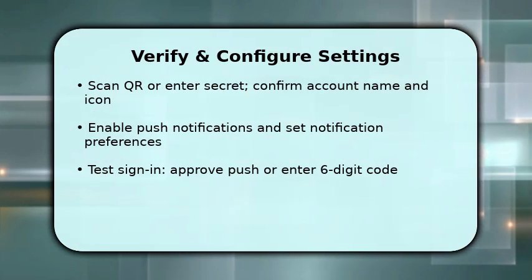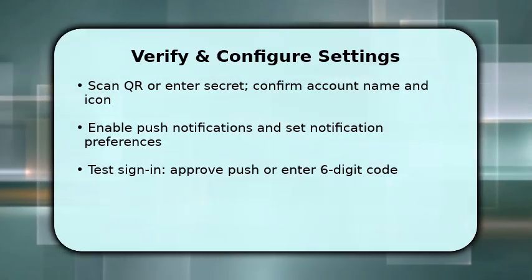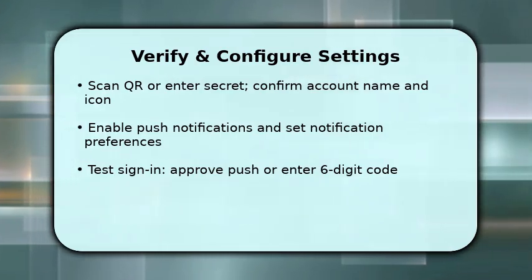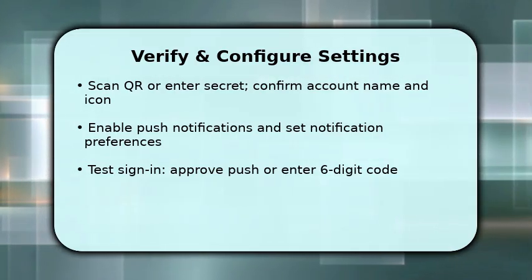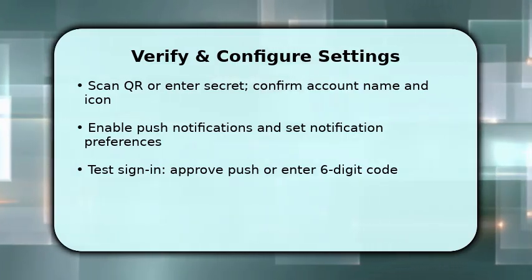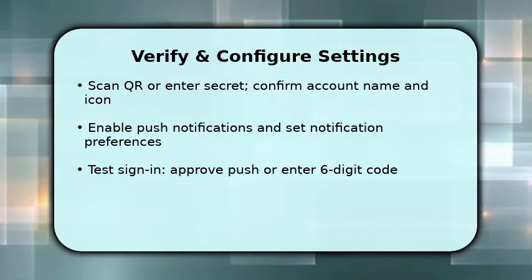Now verify and configure your new entry. After scanning the QR or entering the secret, check the account name and change the icon if desired so it's easy to spot. Enable push notifications for one-tap approvals. Make sure notification permissions are granted. If you prefer codes, note the 6-digit rotating code and its timer.